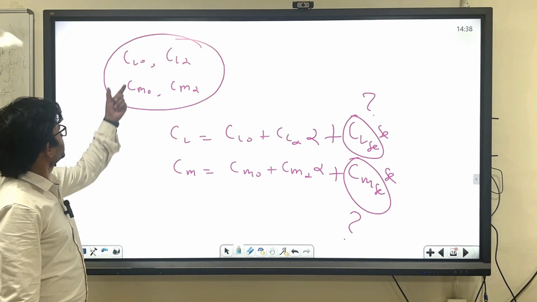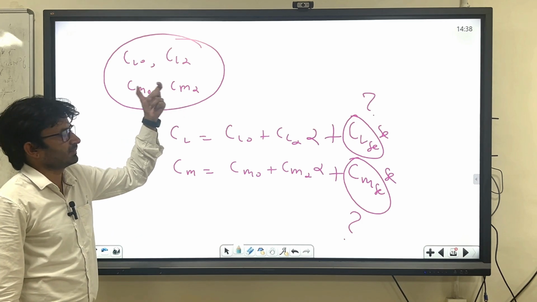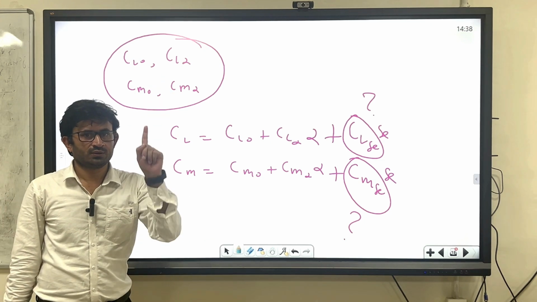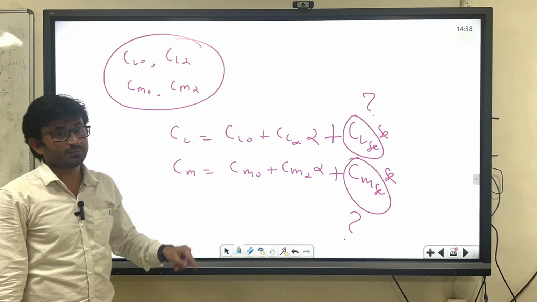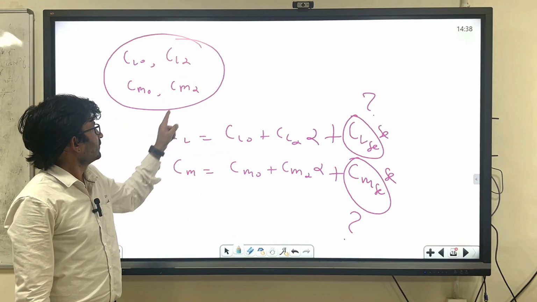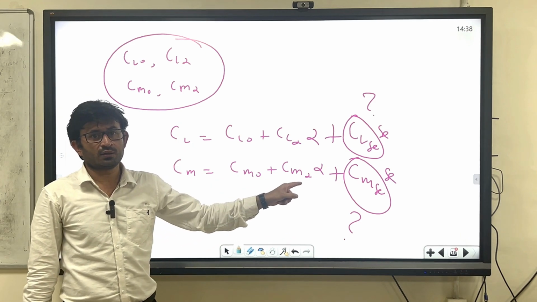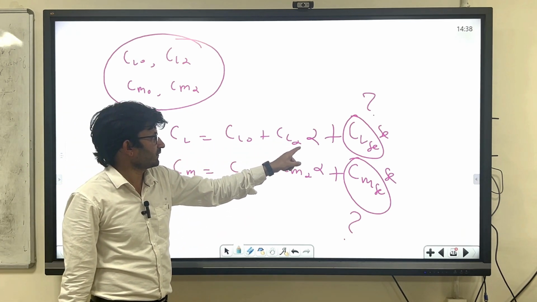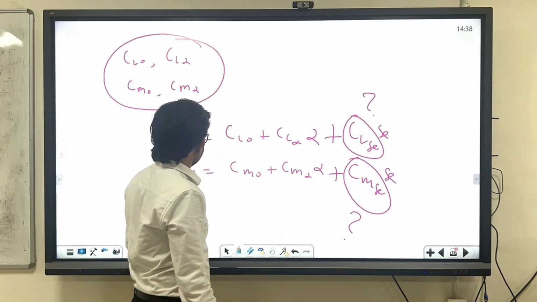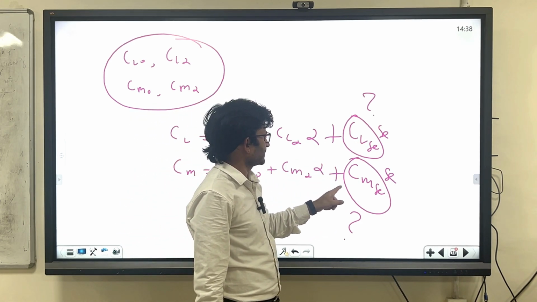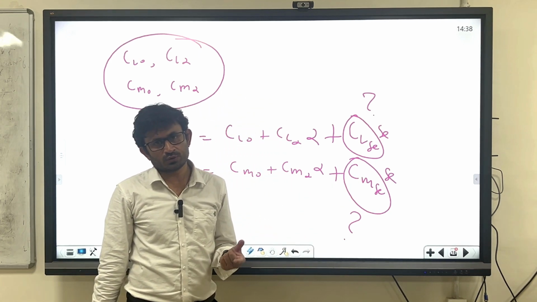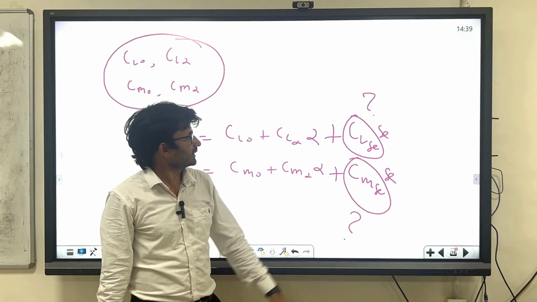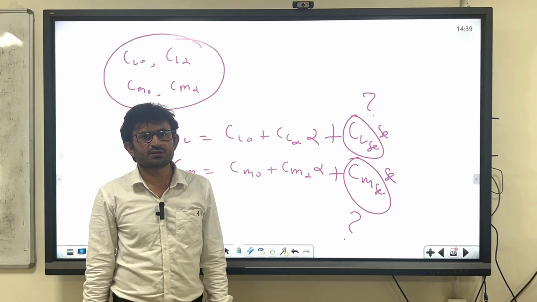Now we have CL naught, CL alpha, CM naught, CM alpha. CL means lift force, CM means pitching moment. So one force equation and one moment equation, in non-dimensional manner, we can write CL equal to CL naught plus CL alpha into alpha plus CL delta E into delta E, and CM equal to CM naught plus CM alpha into alpha plus CM delta E into delta E. Now please note that we have added extra terms CL delta E and CM delta E. So what is this?